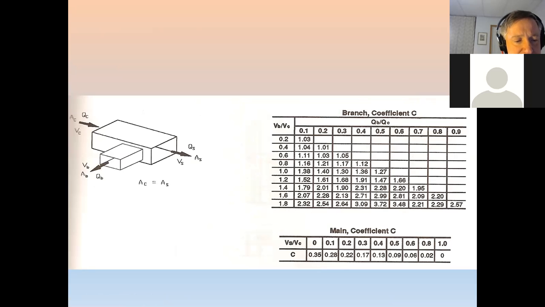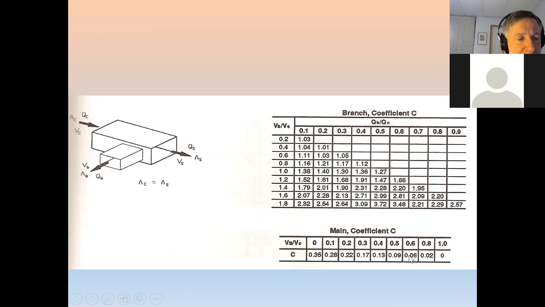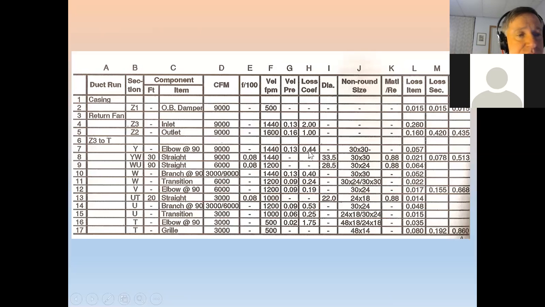That's extreme. Zero ratio. So I can't see past it. 0.02. 0.1. Okay. So you can see these numbers are quite a bit lower because there's nothing to get in the way of air flowing straight through. And then, won't belabor this, but this is how you use these numbers, and you plug in these C values, and you do some simple calculations to calculate these pressure drops.